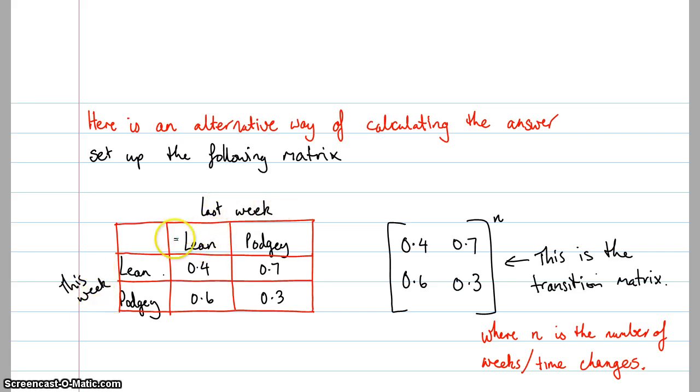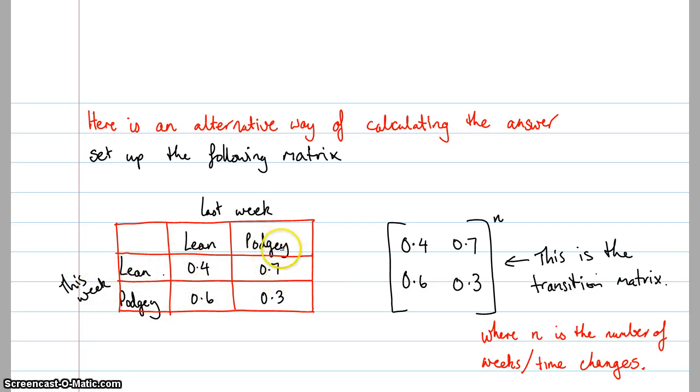So last week he was lean. What's the probability he'll be lean next week? Well, that's 0.4. If he's lean this week, what's the probability he'll be podgy next week? Obviously 0.6. So those two numbers here have to equal 1. If he's podgy this week, what's the probability he'll be lean next week?